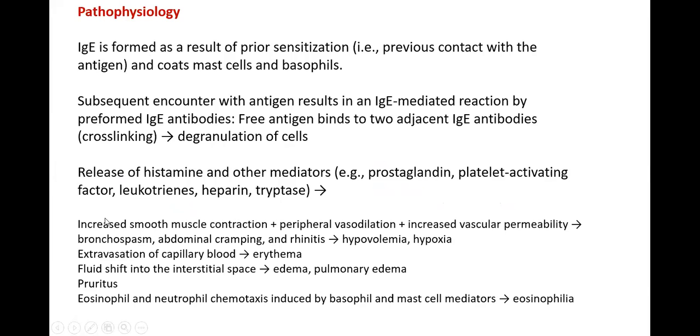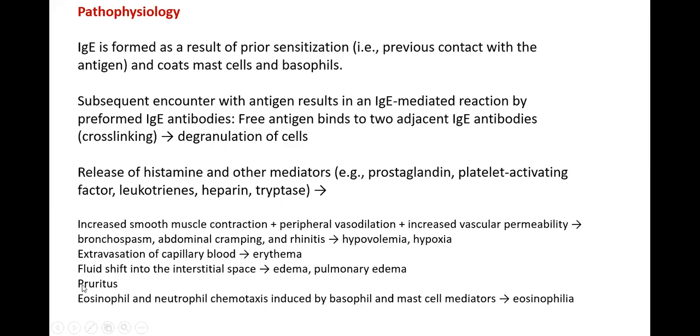And in terms of the symptoms, what a doctor or physician can recognize visually, it will be increased smooth muscle contraction, vasodilation, vascular permeability, a lot of rhinitis, cramping. There's a hypoxia condition similar to what we discussed in anaphylactic shock last class, and also extra capillary blood, extravasation, and fluid shift into the interstitial space, causing edema and pulmonary edema. The bumps are swelling of the body, you see, the lips also. And another visual condition is called pruritus.